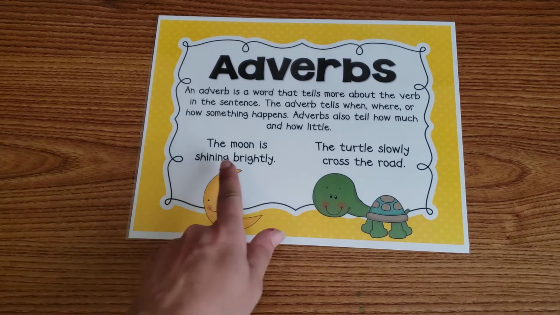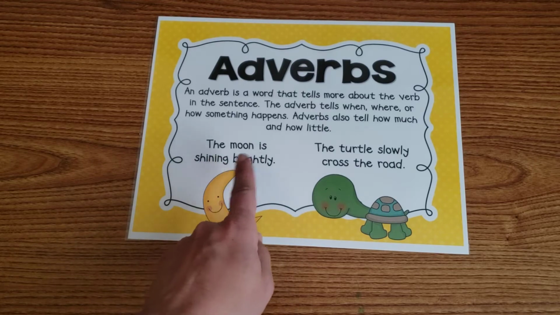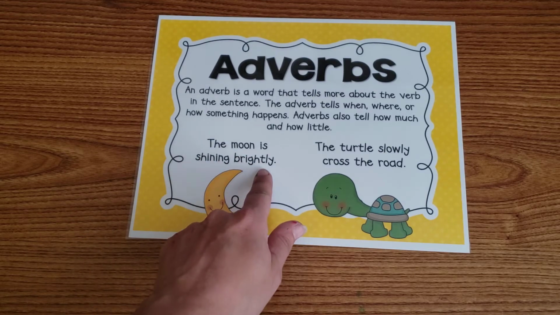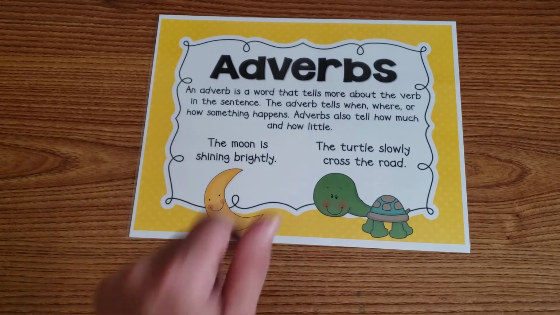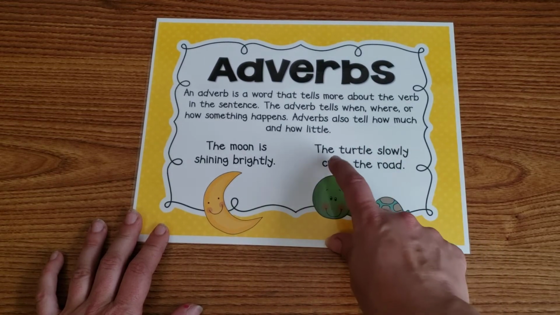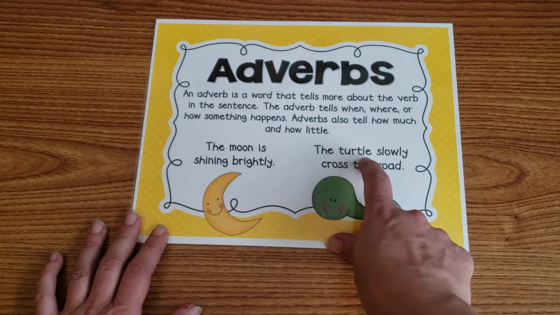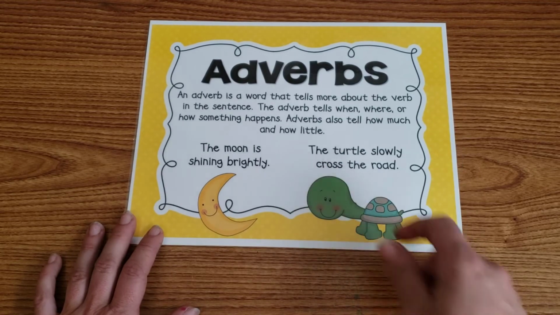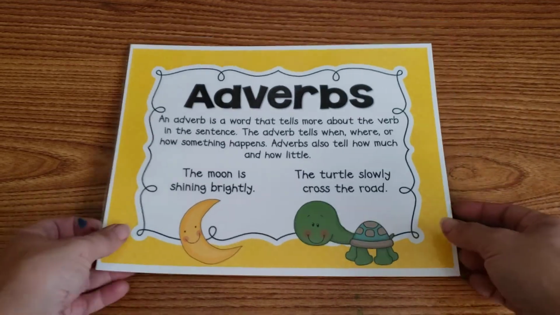Here's an example. The moon is shining brightly. Here, the verb is shining. And how is it shining? It's shining brightly. So brightly is the adverb. The turtle slowly crossed the road. Okay, well, what's the verb? Crossed, right? And how did he do it? Slowly. So slowly is the adverb there, right?